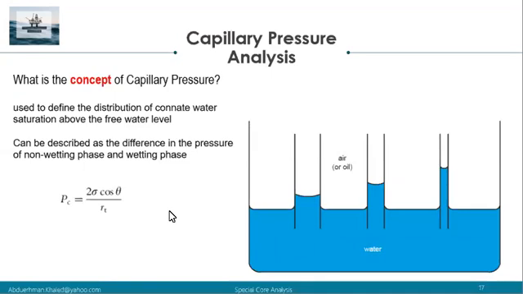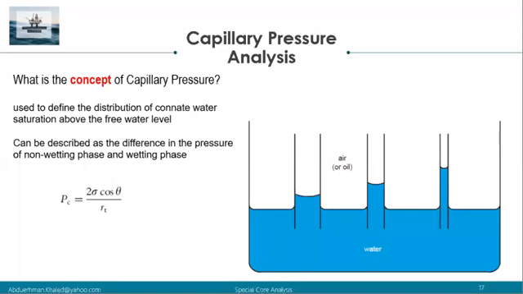Actually, understanding the capillary pressure behavior is quite important to optimize the reservoir characterization and the hydrocarbon production. And it's one of the most important factors that determines the distribution of hydrocarbons in the reservoir. And it's used to define the distribution of the connate water saturations above the free water level, where the free water level could be estimated from RFT, or repeated formation tester.